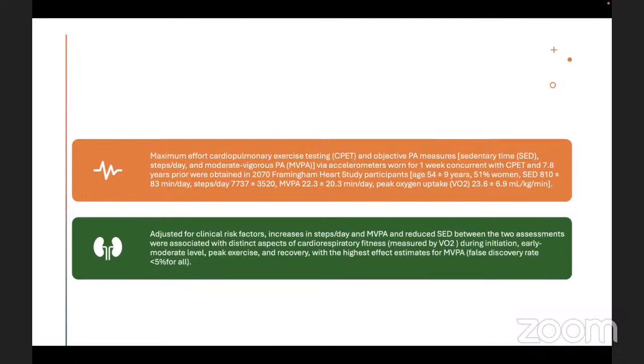The second component is we adjusted for the clinical risk factors, as we mentioned, the physical components, plus the other risk factors like diabetes, hypertension, and body mass index, to measure and observe the oxygen uptake during exercise. The components of the uptake were, first, during initiation, then the second step was the moderate level of physical exercise, then the third level was at the peak of the exercise, and the fourth component was at the recovery time. Next, please.